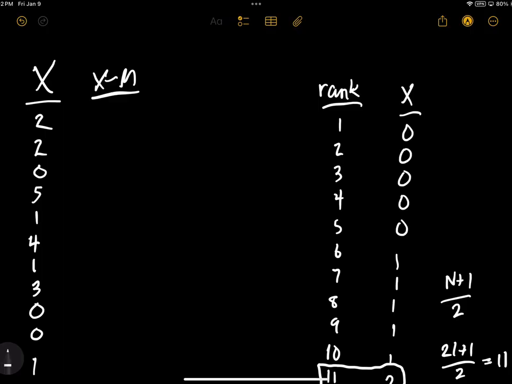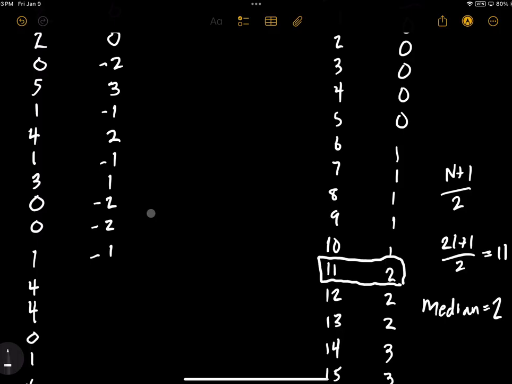First, I want to do each score minus the mean. So let me just do that really quickly. 0, 0, negative 2, because remember my mean is 2, right? I'm just doing each score, so I did 5 minus the mean of 2, and I end up with a 3, right? 1 minus 2 is a negative 1. 4 minus 2 is 2. Negative 1. 1. Negative 2. Negative 2. Negative 1.